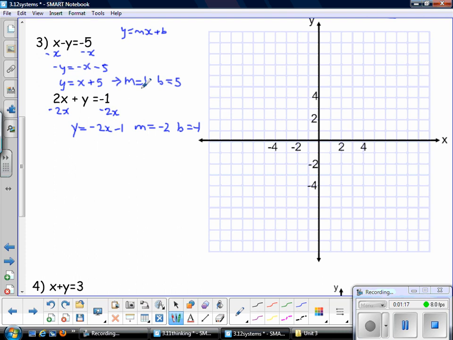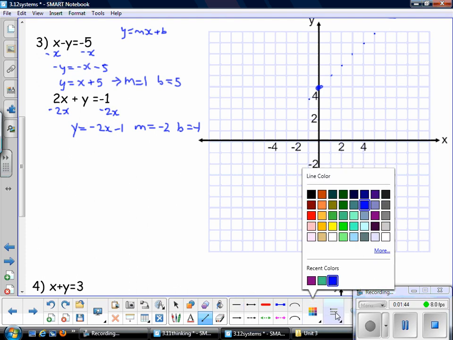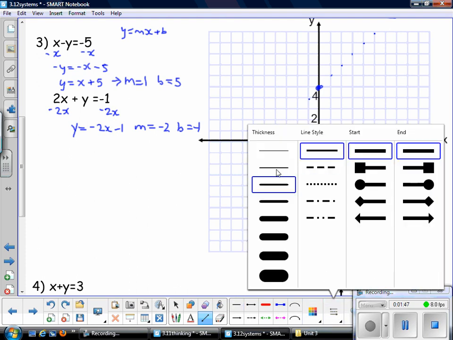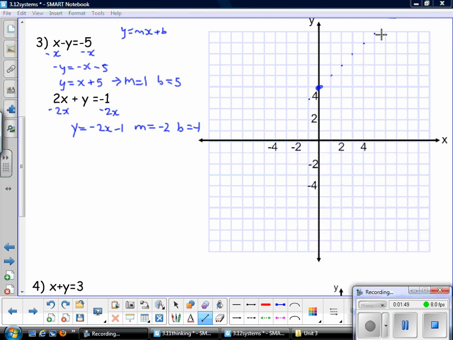Okay, so we're going to graph the first equation, same question. I'm going to graph 5 on the y-intercept, and the slope's 1. So it means I have to rise 1, run 1, rise 1, run 1. Okay, and so you can see we have our little line, and now we're going to draw a line through it, and we'll make it blue. And actually, if we make it thinner, it might be a little bit easier to see where something intersects.